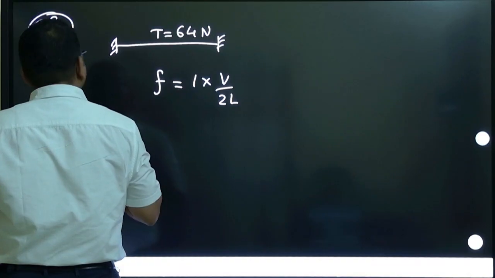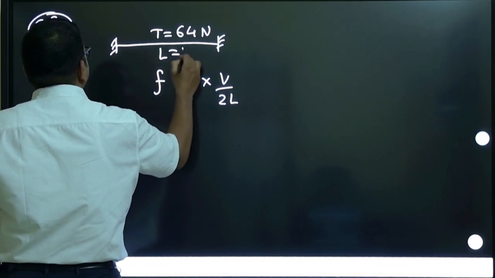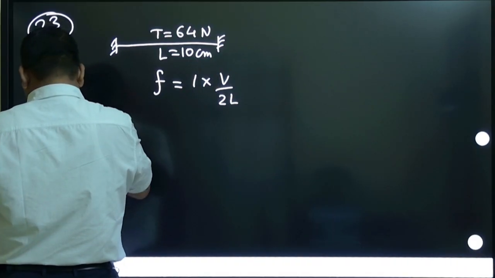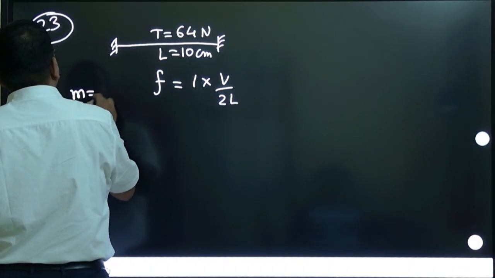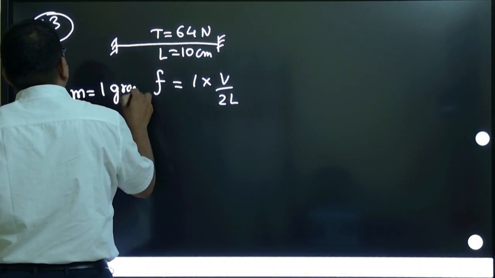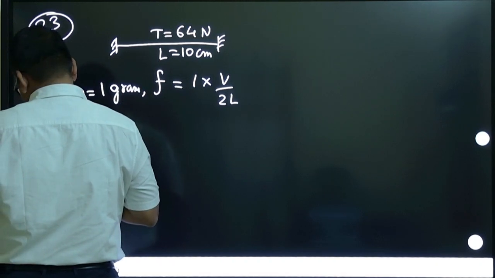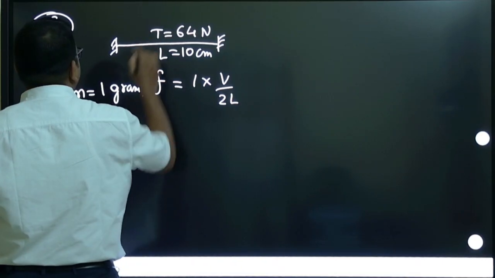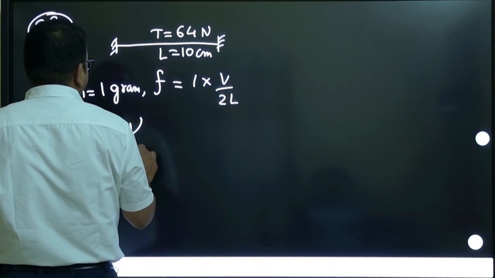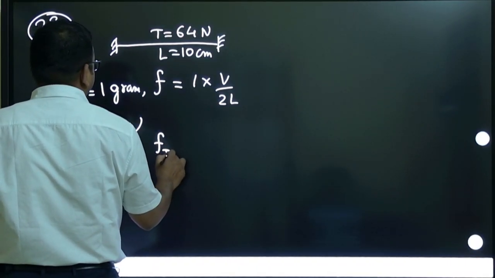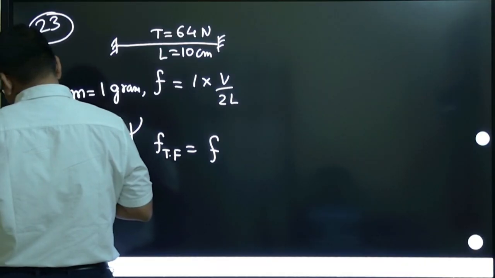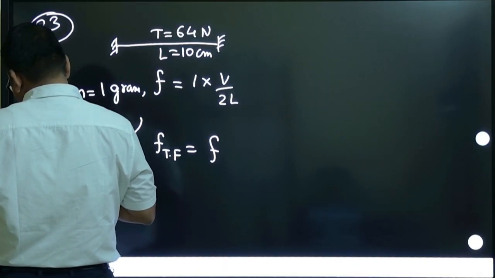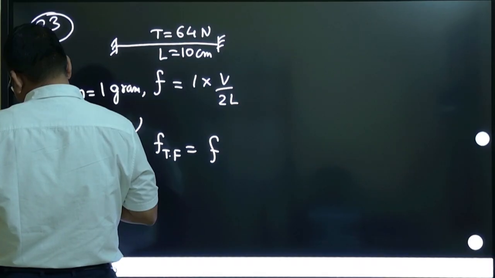Length of the wire, L, is given as 10 centimeter. Mass of the wire is 1 gram. A tuning fork has the same frequency as that of the wire. So there is a tuning fork and this tuning fork has the same frequency as this fundamental frequency f. The vibrating fork is moved away.